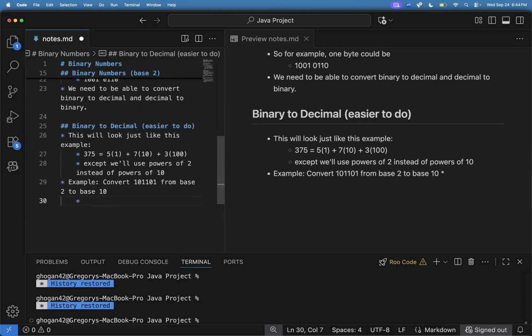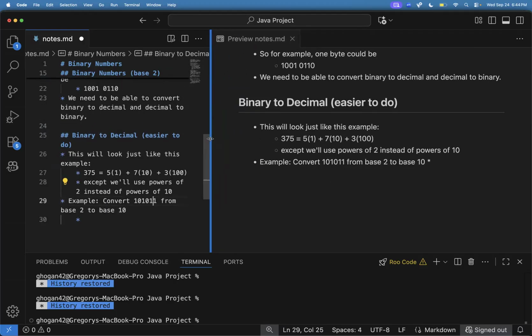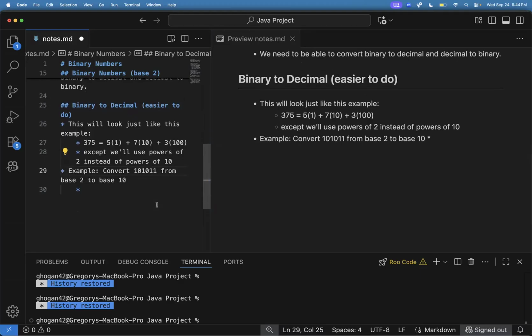Now, looking at that number, I just realized there's something I don't like. It was symmetric left and right, and that might confuse people who are trying to figure out did we start on the left side or did we start on the right side? So I just changed it to 101011, and we want to convert that from base 2 to base 10.